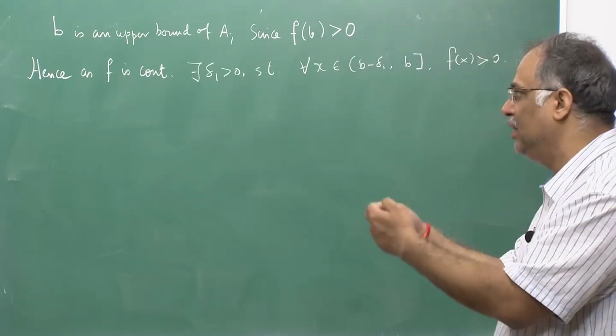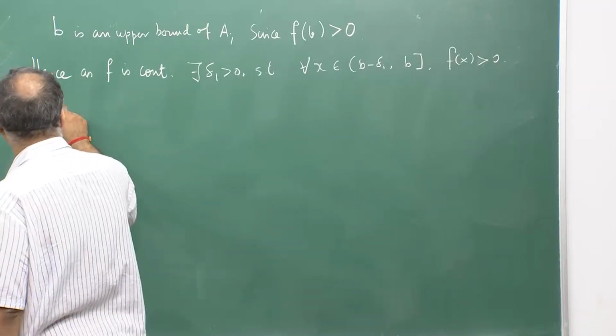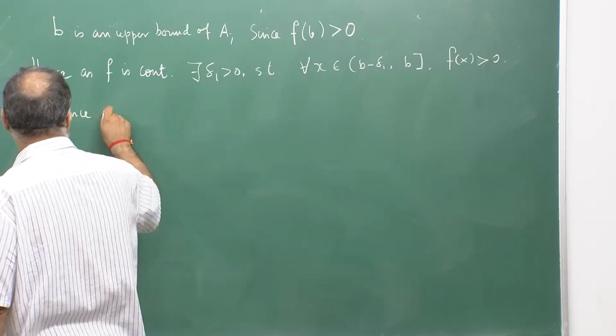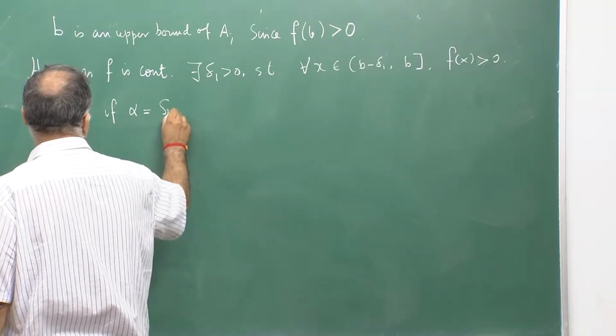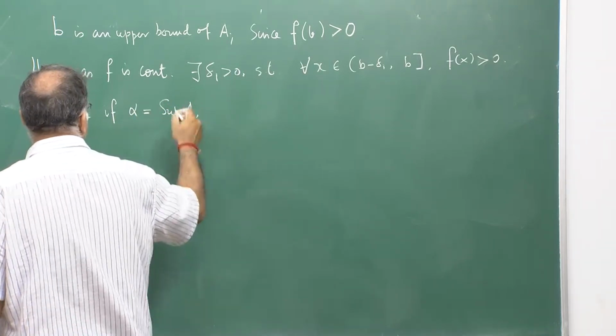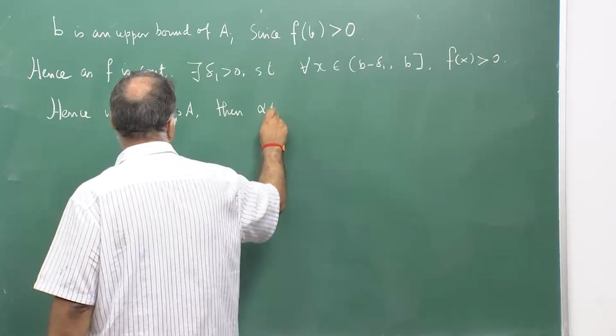Hence, if alpha is equal to the supremum of A, then alpha is not equal to b.